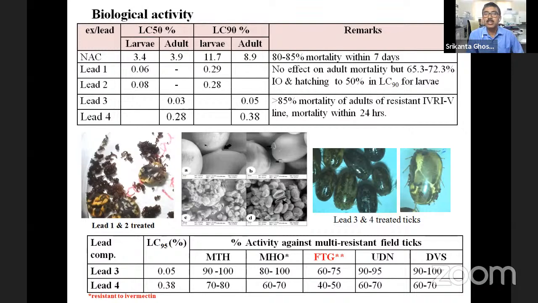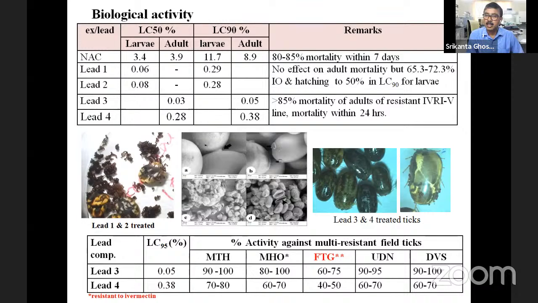What we found is that all these compounds, which I have labeled lead 1, lead 2, lead 3, lead 4 without giving names, at different concentrations are working against the reference tick strains. I have mentioned two strains only; there are also other strains, and we have the data for those also. We got 80 to 85% mortality using this.